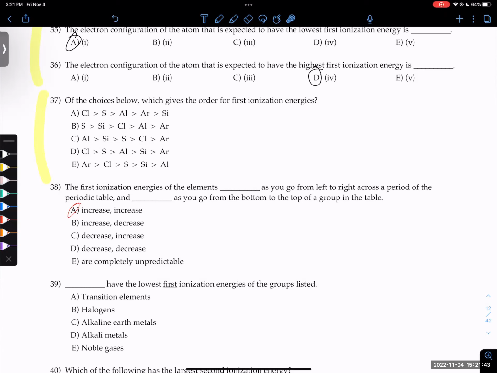It'll make a lot of sense too if you know the trend for electronegativity, because it's harder for a larger atom to attract more electrons. It doesn't have that much pulling power. Exactly. It can't pull.